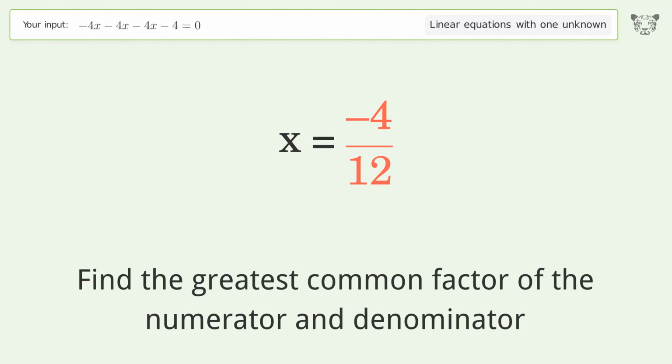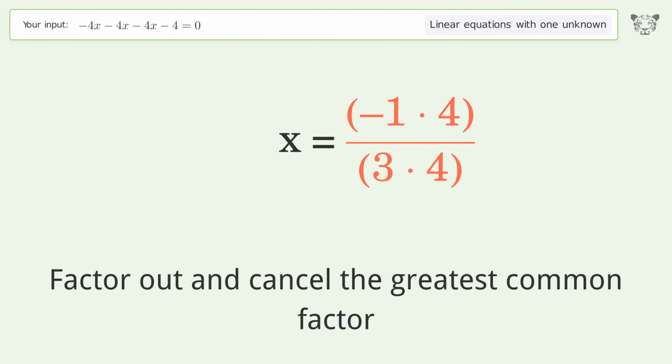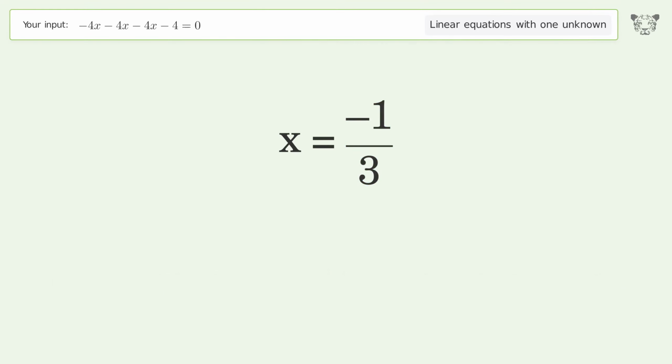Find the greatest common factor of the numerator and denominator. Factor out and cancel the greatest common factor. And so the final result is x equals -1/3.